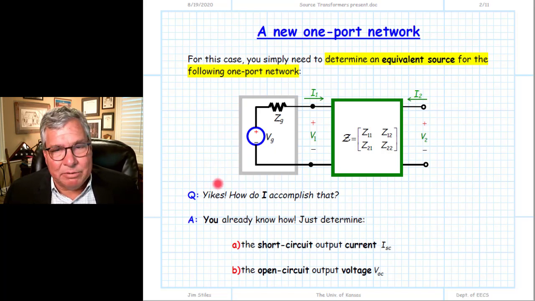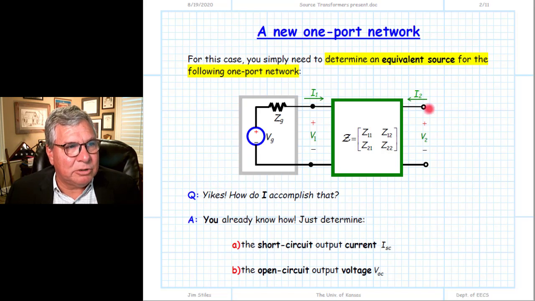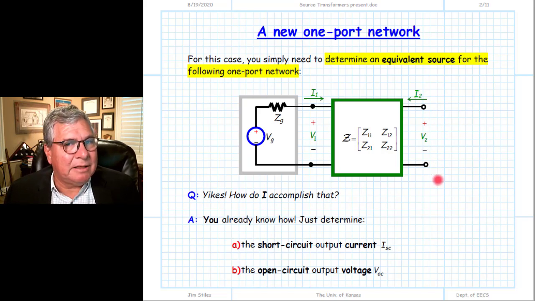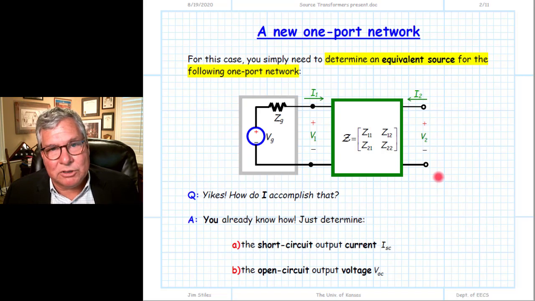How do we come up with the Thevenin equivalent of this circuit? Well, it's the same procedure for any and all circuits. If I want to determine the Thevenin equivalent, I need to determine the open circuit voltage at this port plane and likewise the short circuit current. Once we determine those two things, we have everything we need to determine the Thevenin equivalent or the Norton equivalent if we're so inclined.